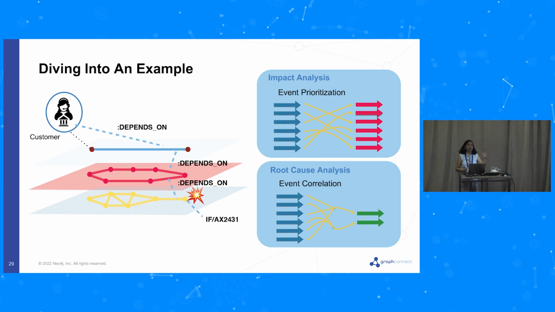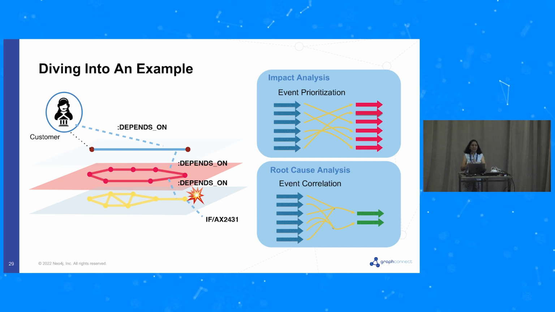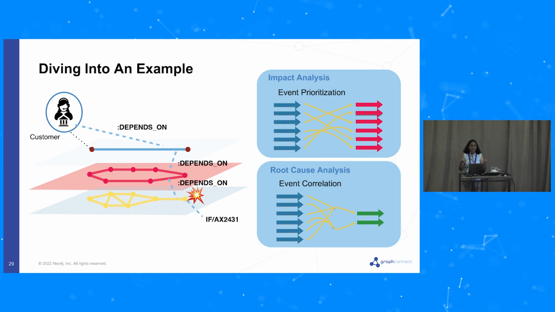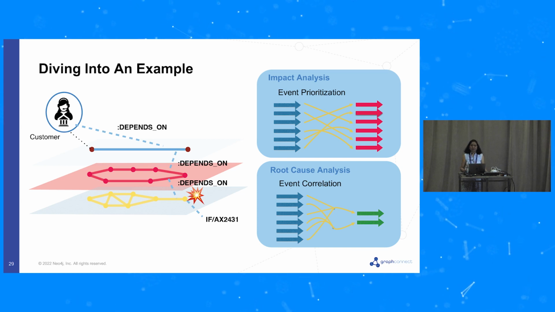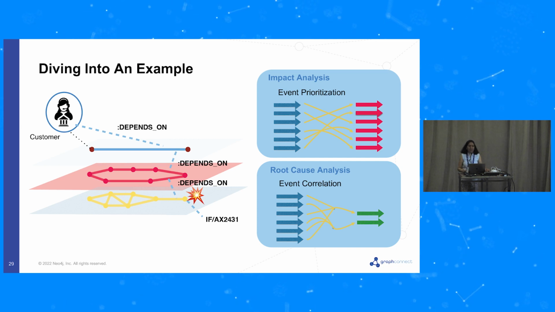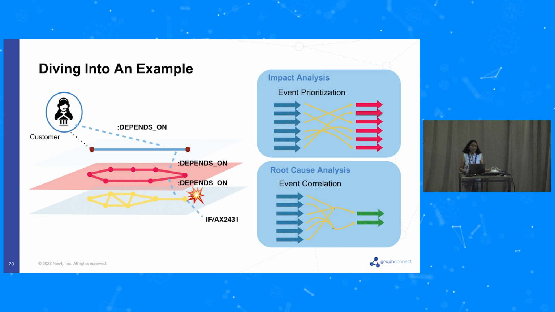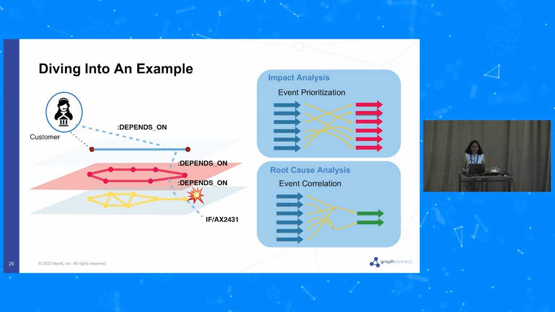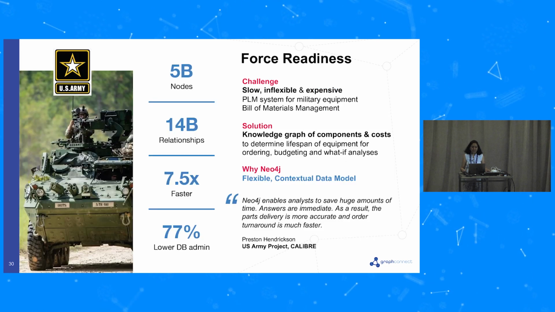So this is very much a top-down approach where you see events at the top layer, and then you follow those events to identify the root cause in the physical infrastructure layer. So I hope that's clear. And it's always good to see a customer story. Here what I'd like to do is share with you the US Army.